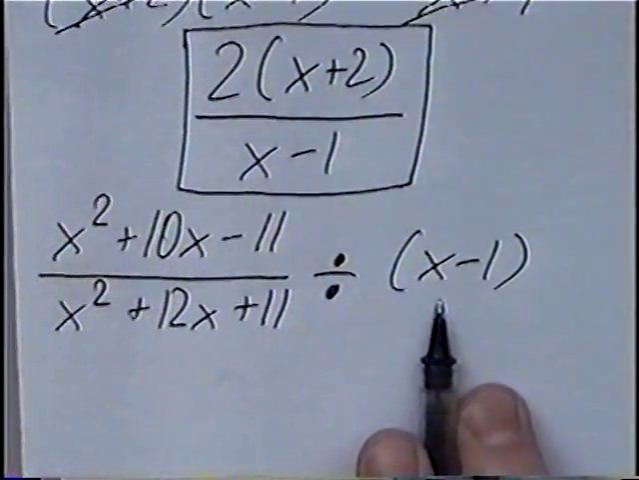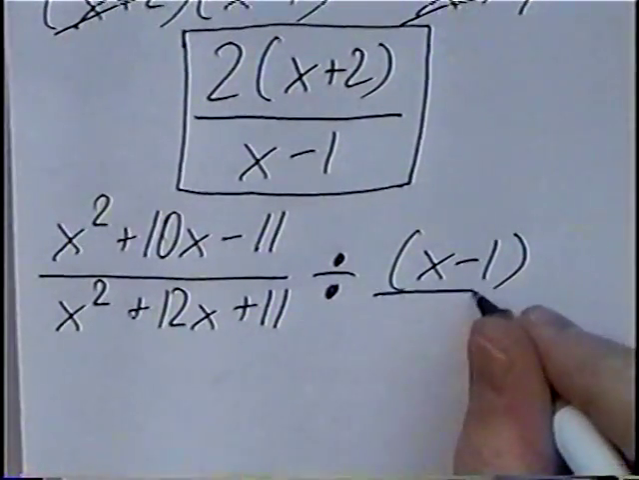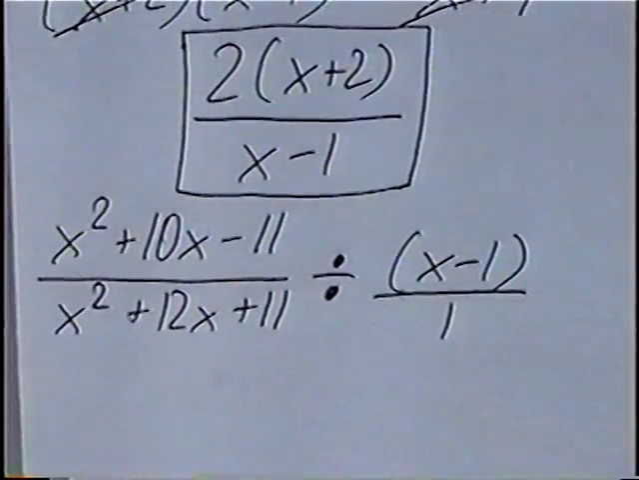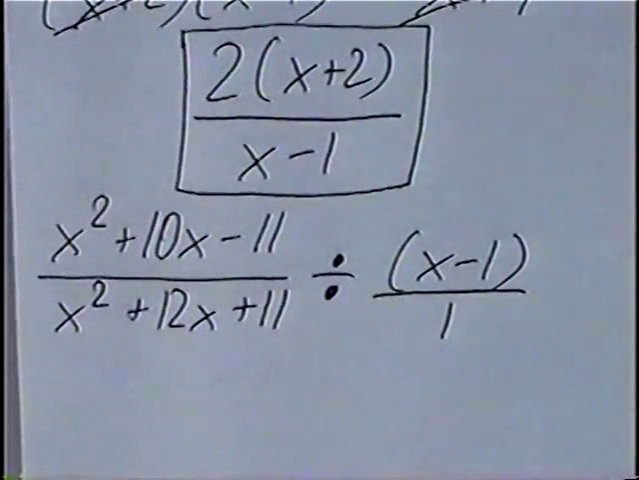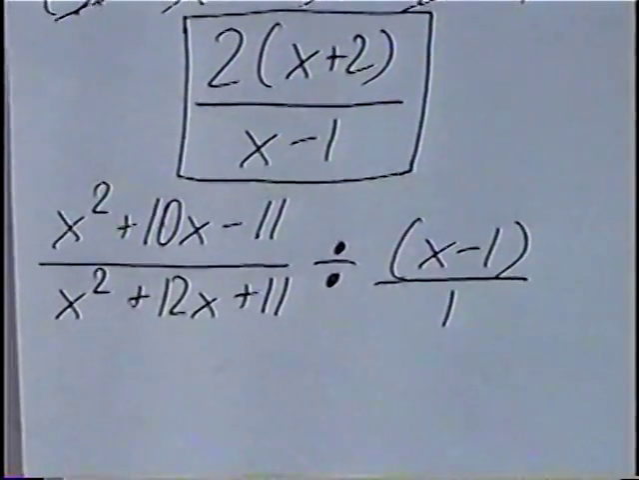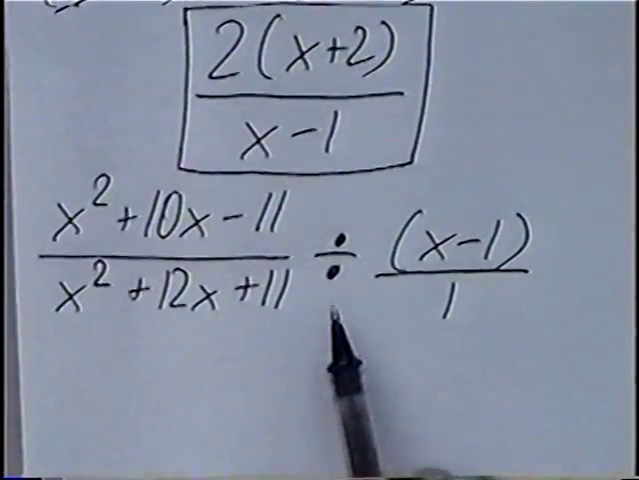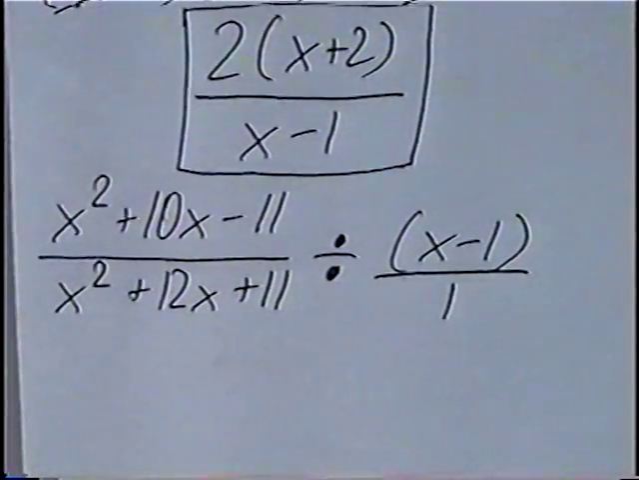If we wanted to, we can make this second term a fraction by putting a 1 on the bottom. And from here, we can solve like the previous question by factoring first and then multiplying by a reciprocal.